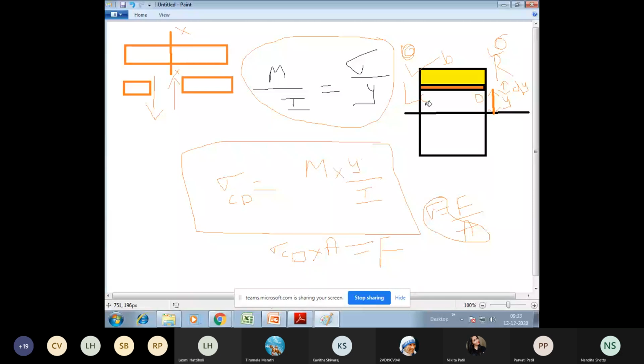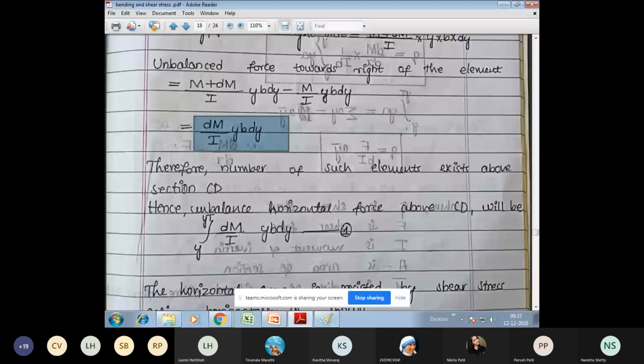That's why I have taken the integration now. So please observe the same equation. I have taken the integration of dM by I, y b dy. Call this equation 1, and this is the integration. The integration limit is y to yt. What is yt?